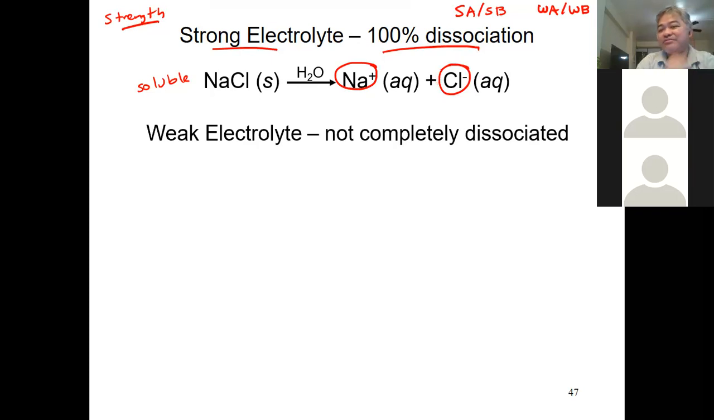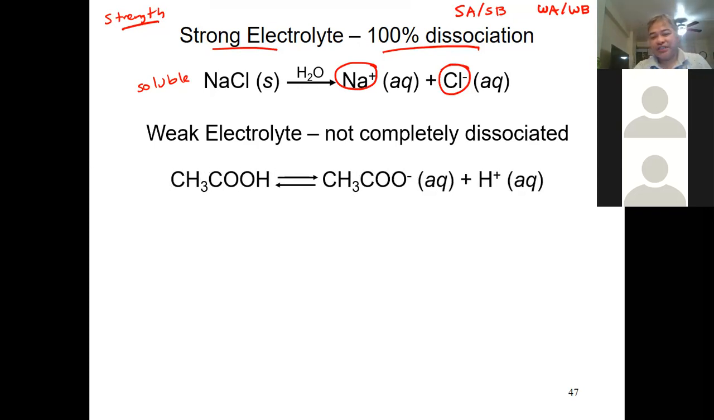They undergo 100% dissociation. Now, compare it to the weak electrolyte like this one. So what does this mean? Less than 100%. Only a certain amount dissociates. And that's the reason why you have a different arrow here. This is what? A one direction arrow, and this is a reversible arrow. So that means not all of these will dissociate to give you these ions.